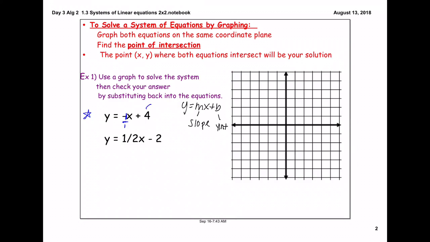Our 4 represents our y-intercept, so we can plot our y-intercept at 4. Our slope is negative 1 over 1, so we're going to go down 1, always run to the right. Continue down 1, right 1, down 1, right 1, then you can go the other direction. And you just graphed our first line.